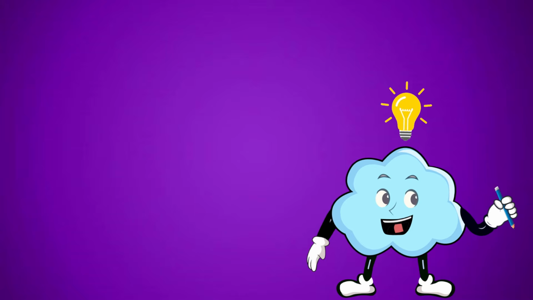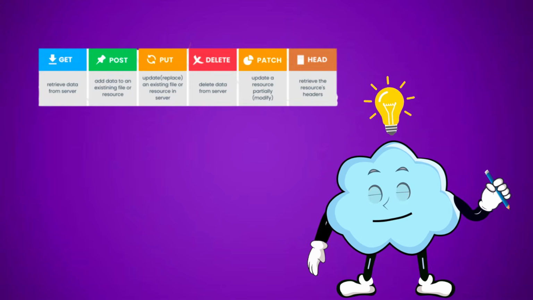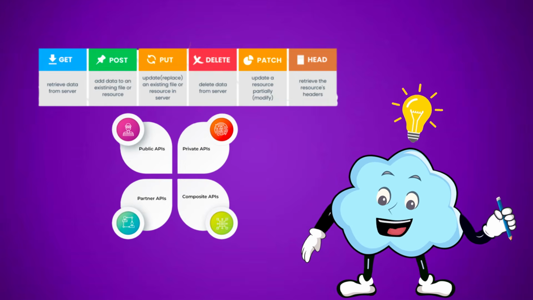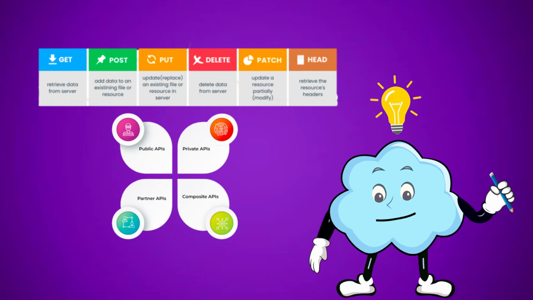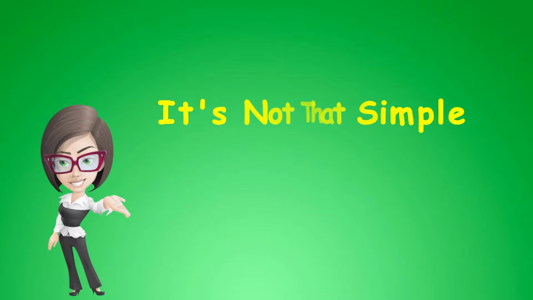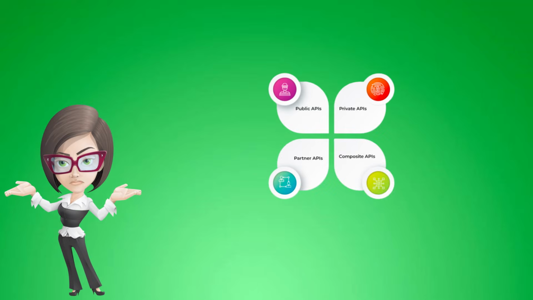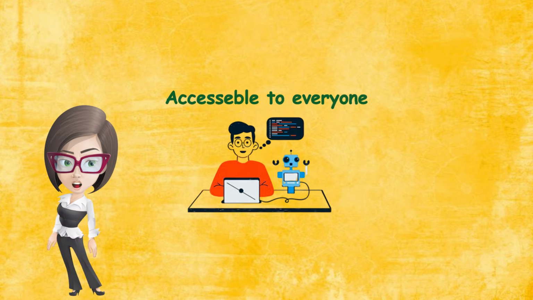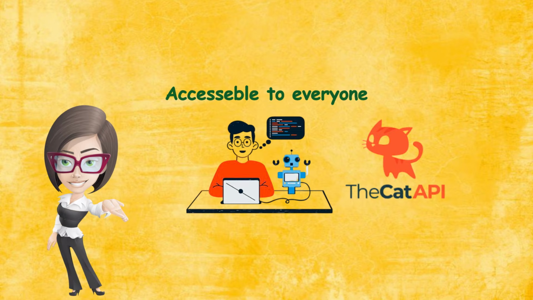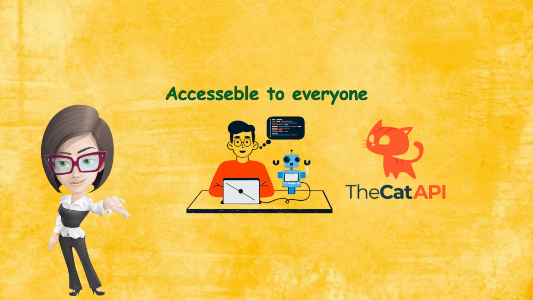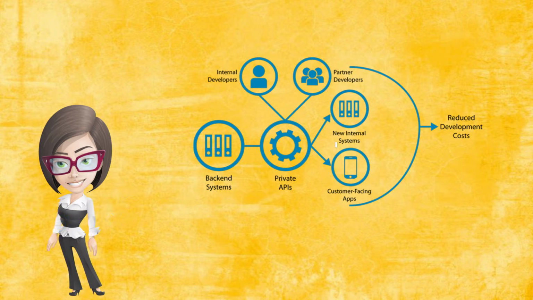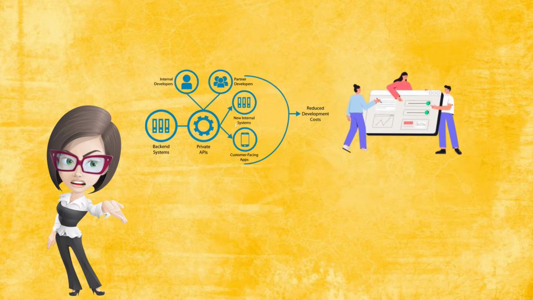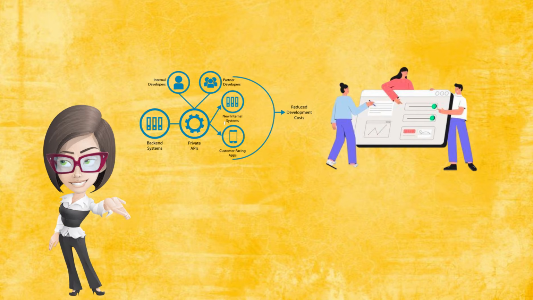Now that I understand HTTP method, does this mean I can access any API and retrieve any data? Well, it's not quite that simple. There are different types of APIs, each with its own access rules. First, the Open API, also known as Public API. These are available for anyone to use. For example, the CAT API I showed you earlier. Second is Internal API, sometimes called Private API. These are used within an organization to improve services and data sharing between different internal systems.